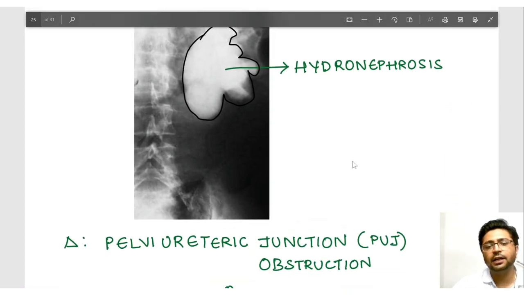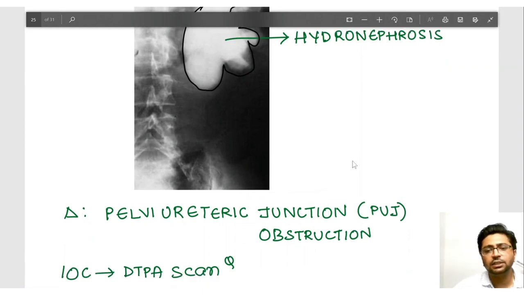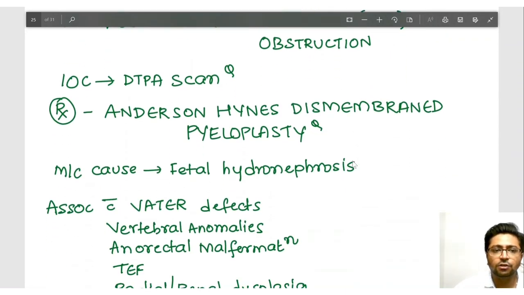So there is a hydronephrosis and pelvic junction obstruction is the answer. So investigation of choice is DTPA scan, and what is the treatment? We are going to go for Anderson-Hynes dismembered pyeloplasty. This has been a frequently asked question. Anderson-Hynes dismembered pyeloplasty.